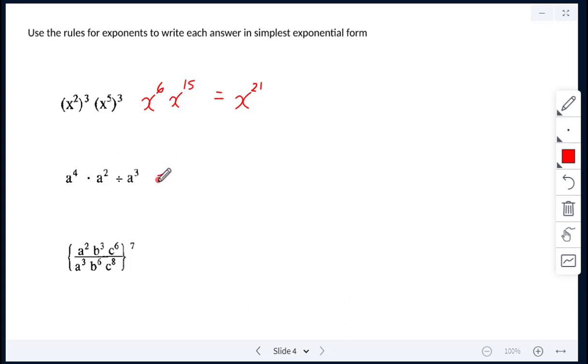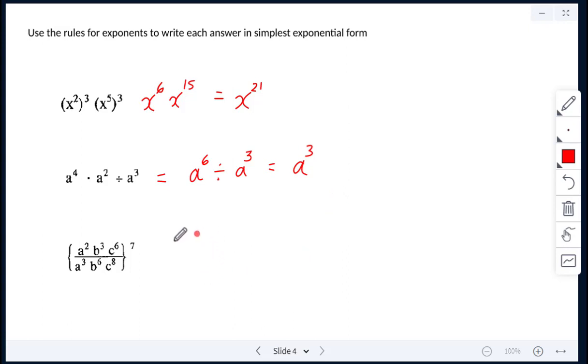We have here a to the power of 4 times a squared and then divided by a cubed. So in this particular example, we can apply the product law as well as the quotient law. So first, we shall use our product law. So we would get 4 plus 2, which is a to the power of 6. And then we would divide by a to the power of 3. So we would subtract our exponents now, 6 minus 3, which would give me a to the power of 3.